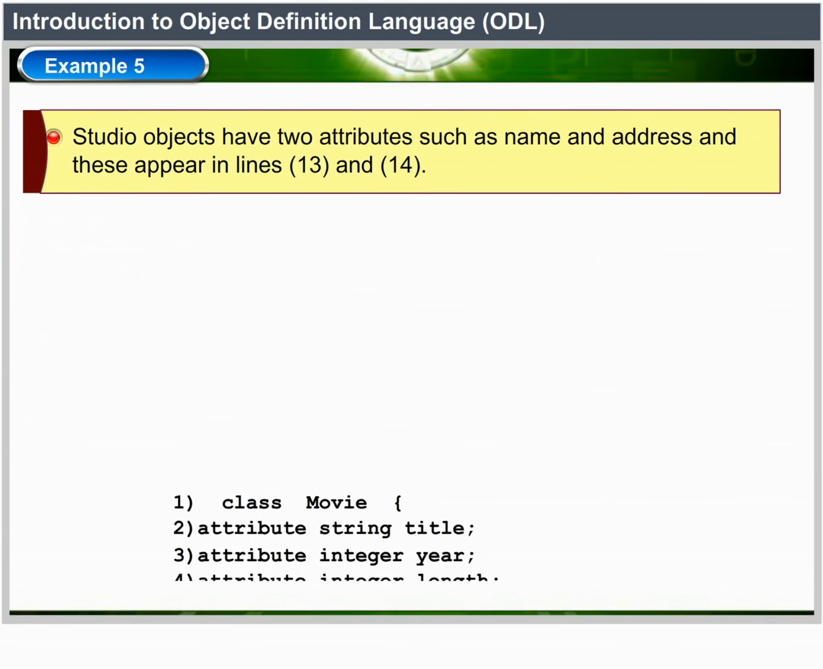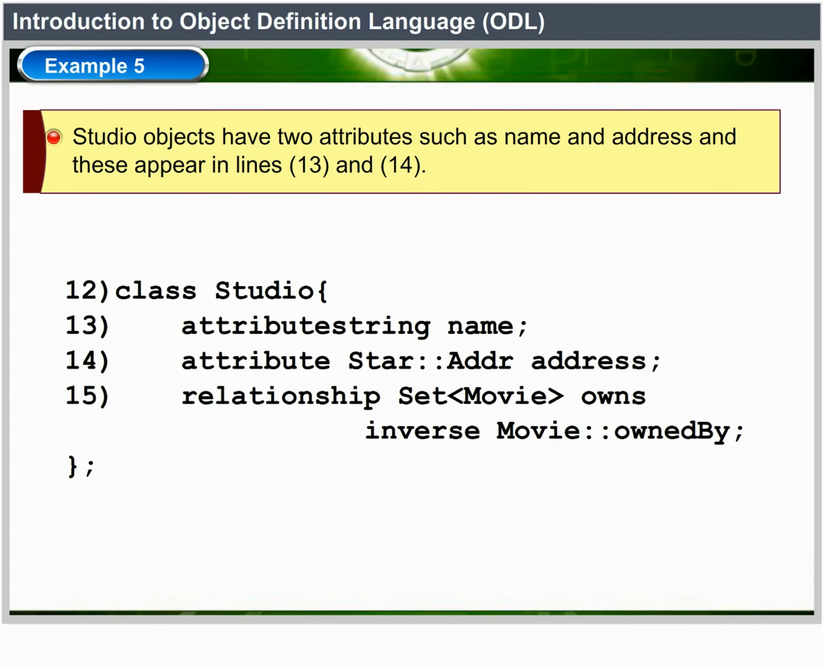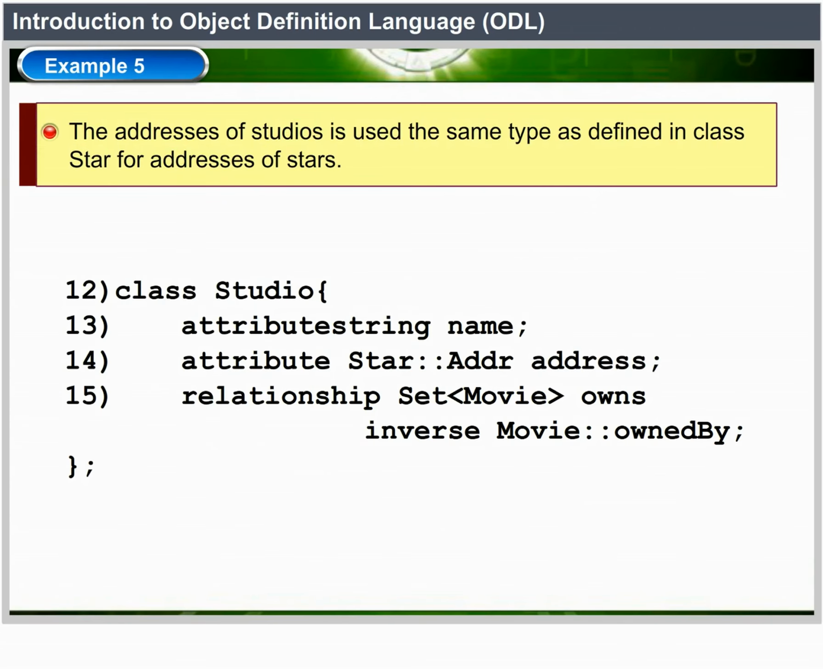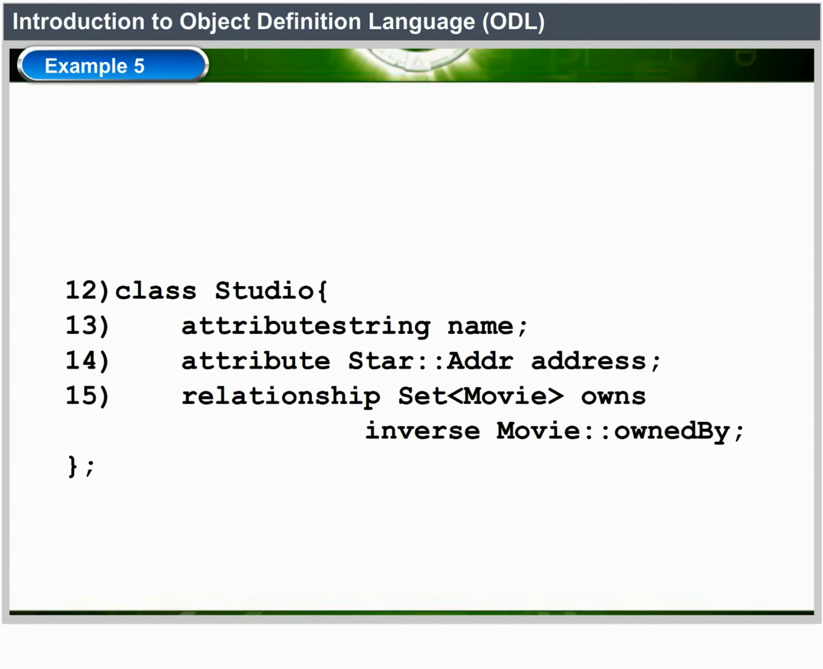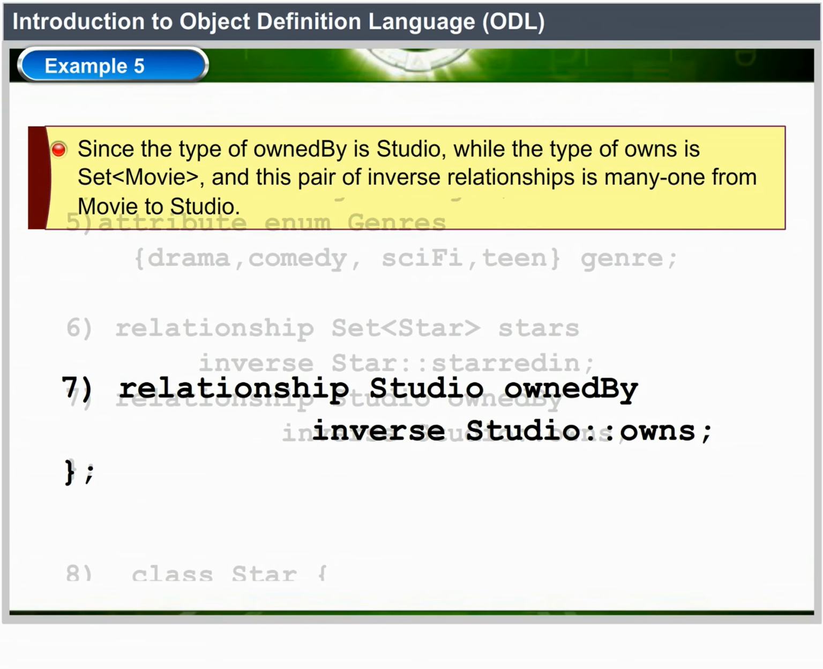Studio objects have attributes name and address. These appear in lines 13 and 14. We have used the same type for addresses of studios as we defined in class star for addresses of stars. In line 7, we see a relationship owned by from movies to studios, and the inverse of this relationship is owns on line 15. Since the type of owned by is studio while the type of owns is set of movie, we see that this pair of inverse relationships is many to one from movie to studio.